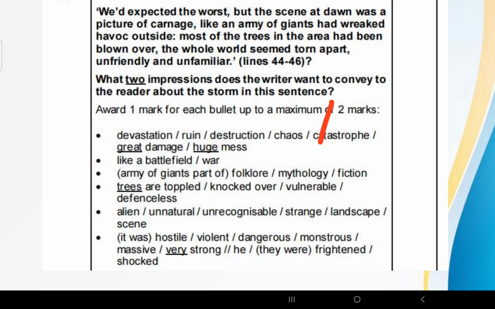It had toppled the trees, which are toppled, knocked over, or defenseless against such a storm that was that strong. Or the place there looked like a battlefield, or it looked like two armies had been fighting there for a very long time, or the whole night. So this is the way you are going to write the impressions.